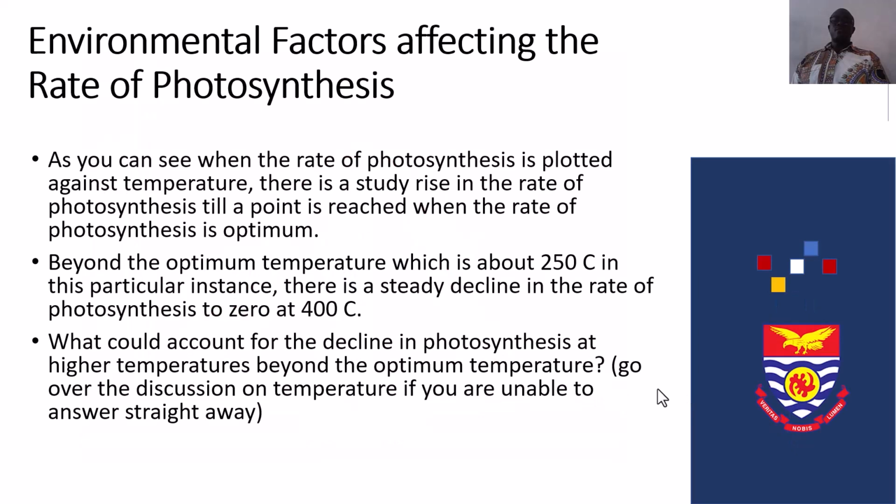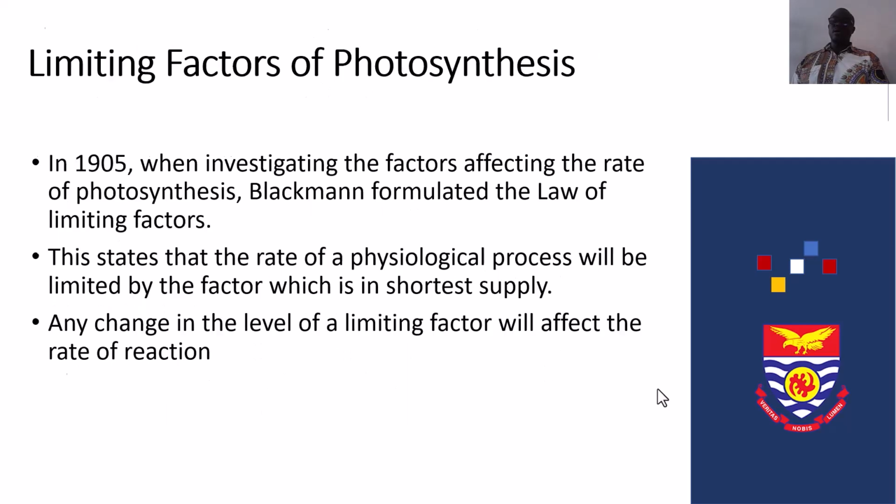So as you can see, when the rate of photosynthesis is plotted against temperature, there is a steady rise in the rate of photosynthesis till a point is reached when the rate of photosynthesis is optimal. Beyond the optimum temperature, which is about 25 degrees Celsius, in this particular instance, there is a steady decline in the rate of photosynthesis to zero at 40 degrees Celsius. So what could account for the decline in photosynthesis at higher temperatures beyond the optimum temperature? Go over the discussion on temperature if you are unable to answer straight away.